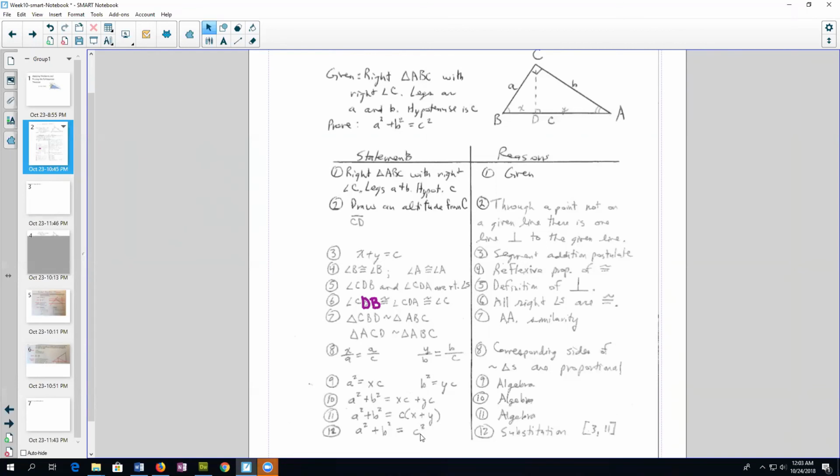C times C is C squared. So my last line of my proof is what I'm trying to prove: A squared plus B squared equals C squared. And that's by substitution using line 3 and line 11.